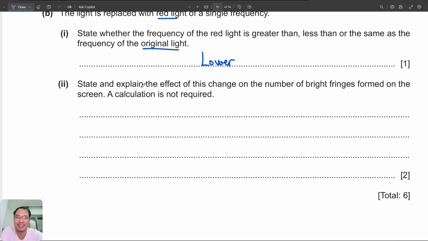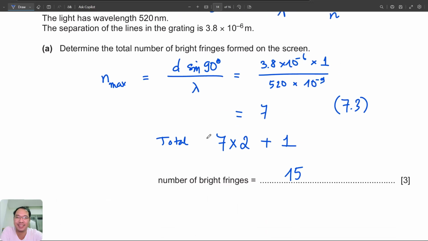Question 2. State and explain the effect of this change on the number of bright fringes formed on the screen. Calculation is not required. 2 marks, meaning that you need to answer 2 ideas. Those 2 ideas are, first, the central maximum is the same, meaning the position is the same. The intensity might be the same, assuming that the intensity of the red light is still the same as the original light. The position, of course, of the central fringe is the same.